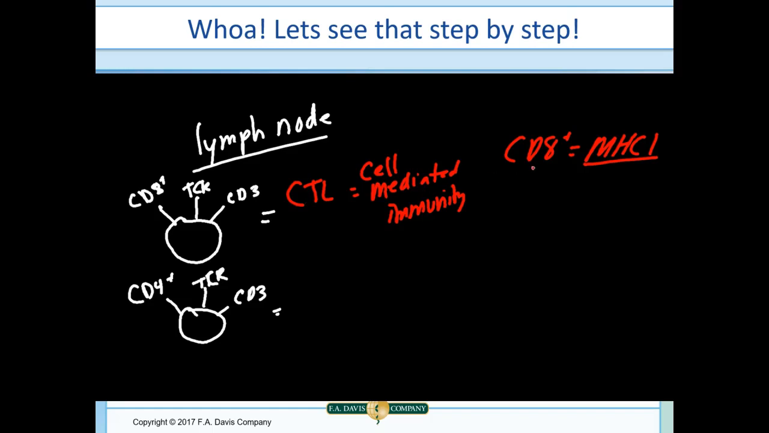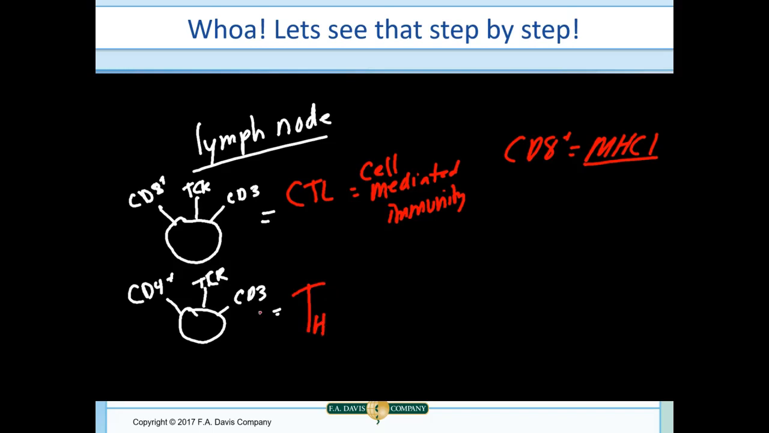It's going to use its CD8 positive binding to bind to MHC1. It's going to check: is that molecule that's being presented on the MHC1, the stuff that was from the inside of that cell, is it good? And if it's good, then it's going to leave it alone. If it's bad, that cytotoxic T lymphocyte is going to kill that cell. So that's going to be the cytotoxic T lymphocytes.